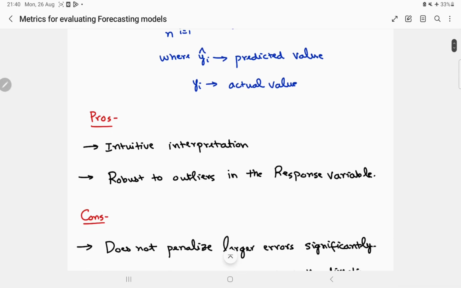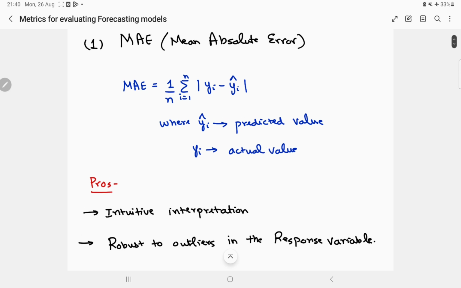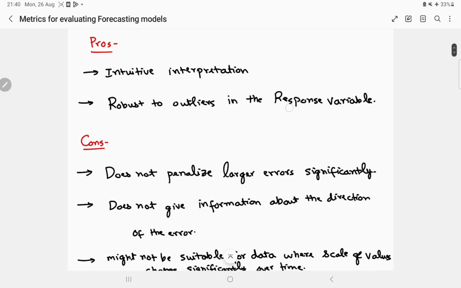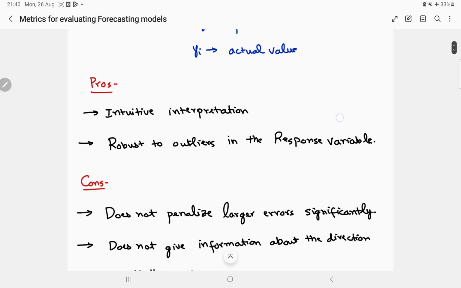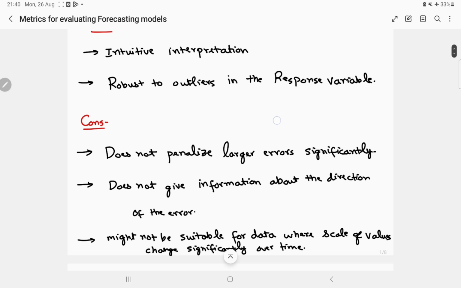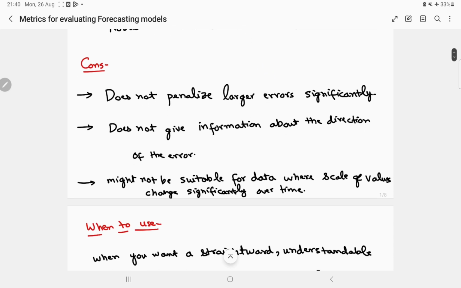Of course, y hat refers to the predicted value, as we use the standard notation, and y i here is the actual value in your time series. When we talk about the pros, it's pretty simple to understand and also to interpret. It's pretty intuitive when it comes to interpretation, and it is robust to outliers in the response variable. So if the response variable or the target variable that you are trying to forecast has outliers, it is pretty robust to that.